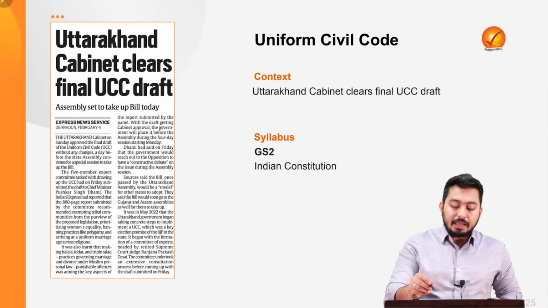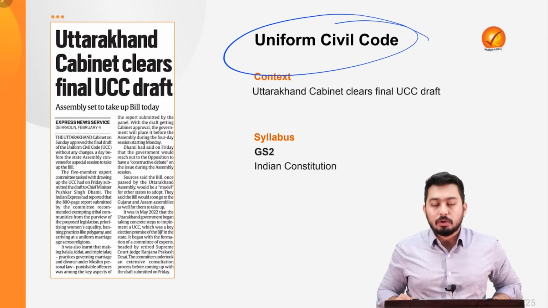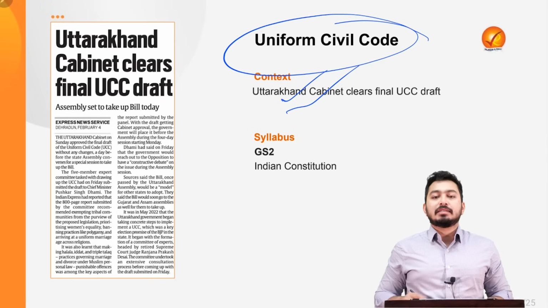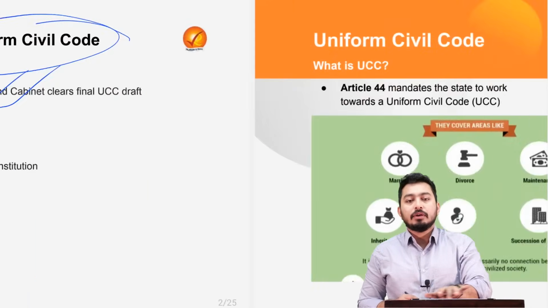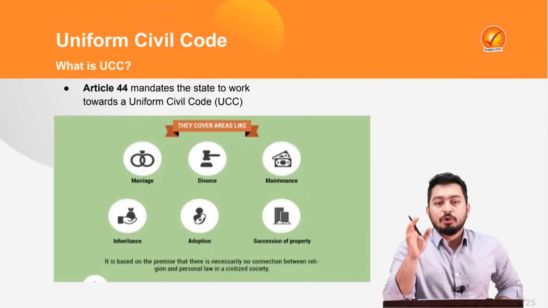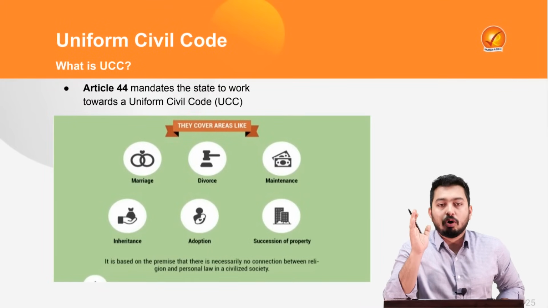So the first article is regarding the Uniform Civil Code. Now, Uttarakhand Cabinet clears the first draft of UCC. Now this UCC pertains to the state. So this brings us to the question: what do you mean by Uniform Civil Code or UCC?